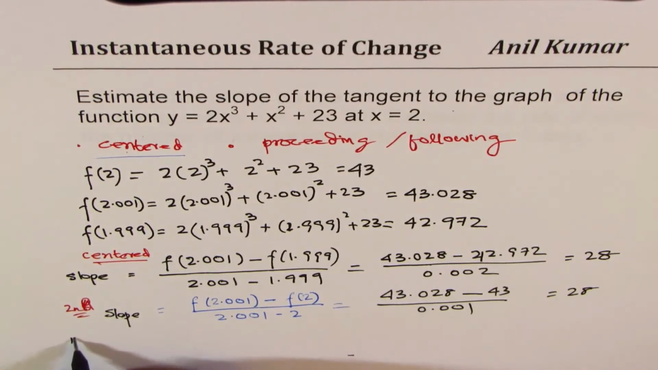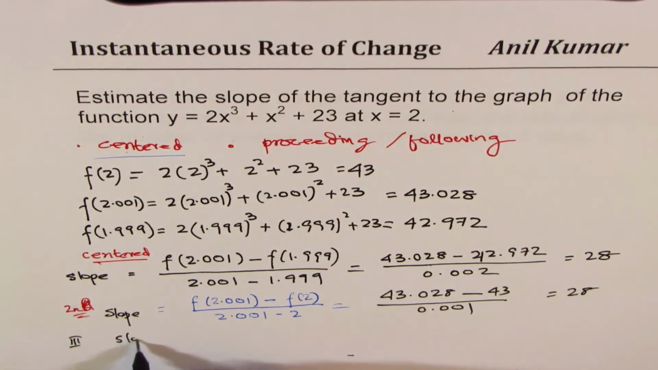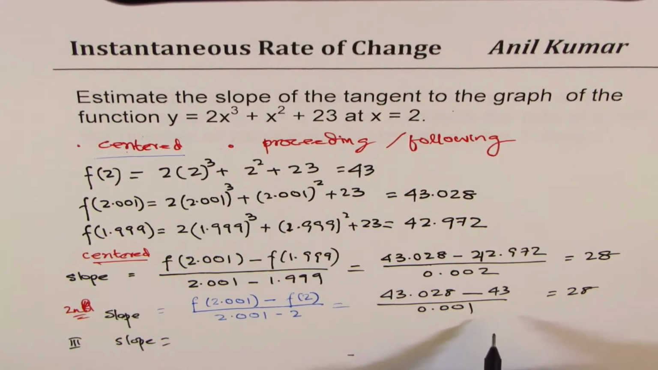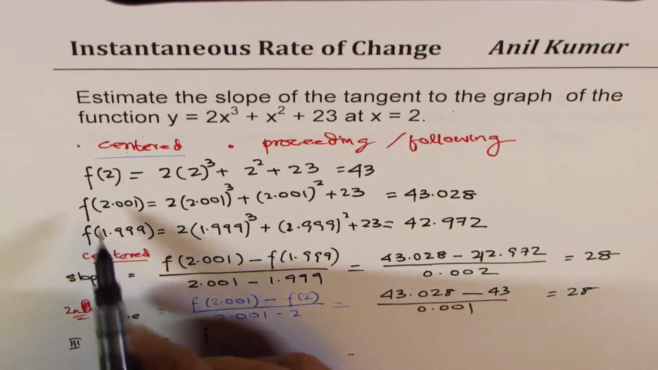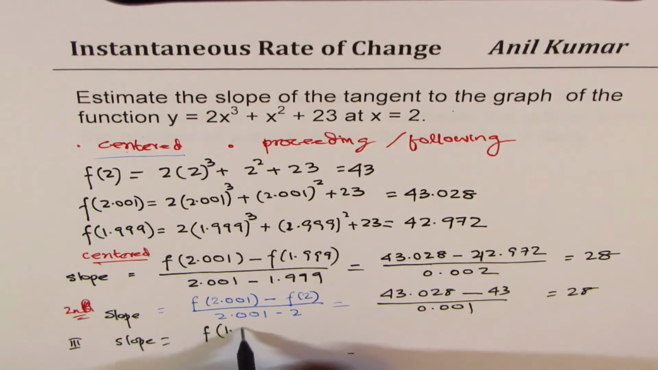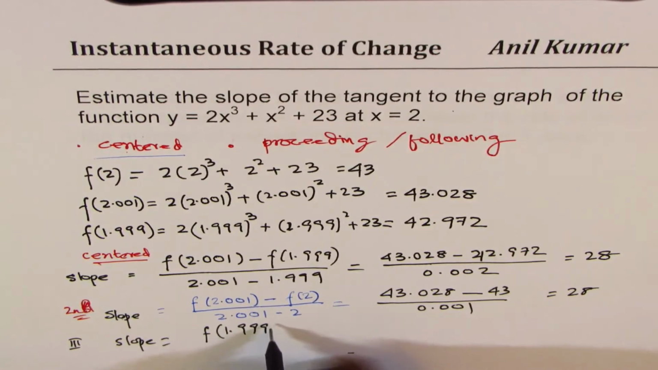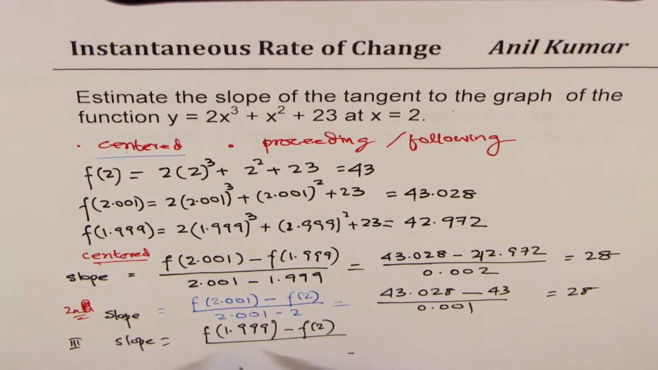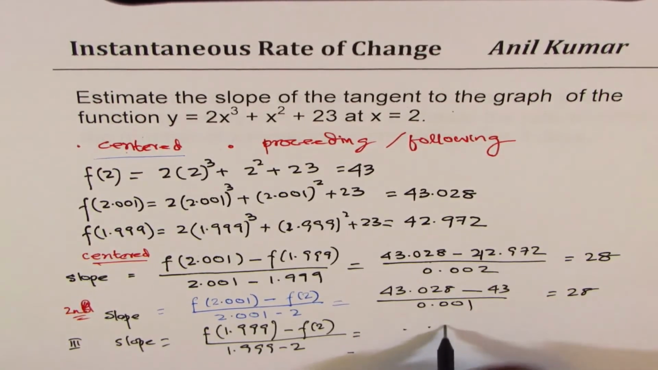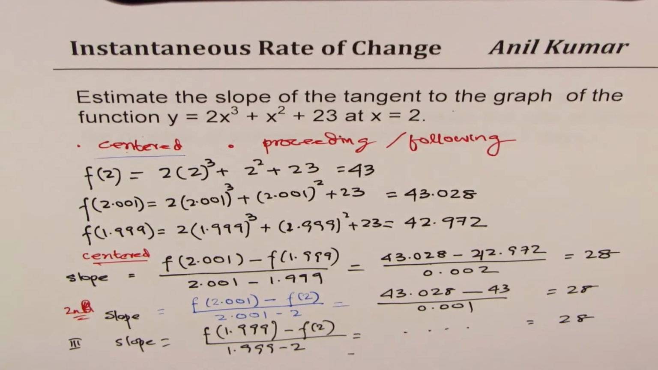Now you could apply the third method also to find the slope. You'll get the same answer, nearly the same, I should say, right? That will be taking a point before 2, so it is f of 1.999. I should have written 2, but it doesn't matter. f of 2 divided by 1.999 minus 2. And if you do this calculation, you will again get 28.